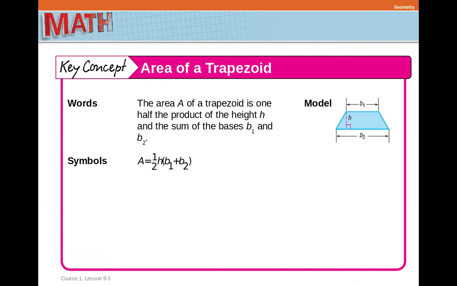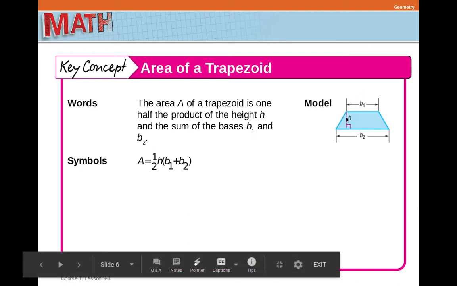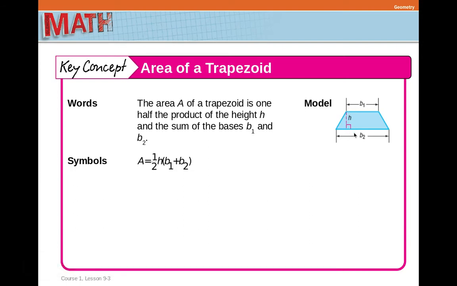The area of a trapezoid is 1/2 the product of the height, h, which again is going to be shown like this, perpendicular to a base or the bases, because there's 2. The sum of the bases, base 1 and base 2. Base 1 up here, base 2 down here.